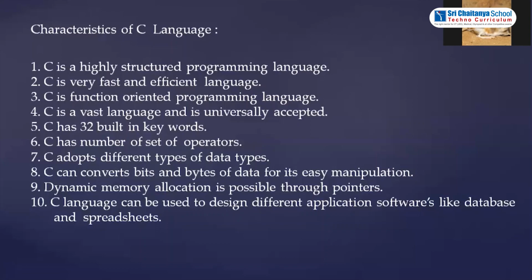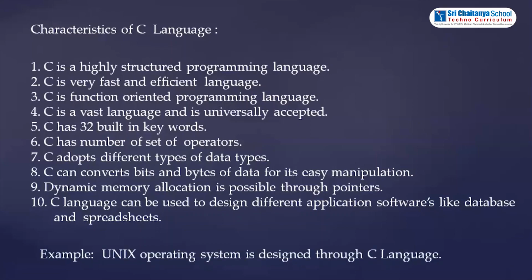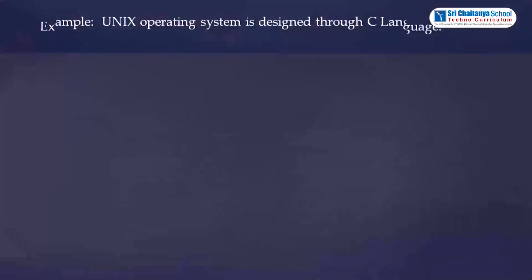Then C language can convert bits and bytes of data for easy manipulation. Also, dynamic memory allocation is possible in C language through pointers. C language can also be used to design different application software like databases and spreadsheets. So these are some of the characteristics of your C language. And as I told you, the Unix operating system is designed through your C language.